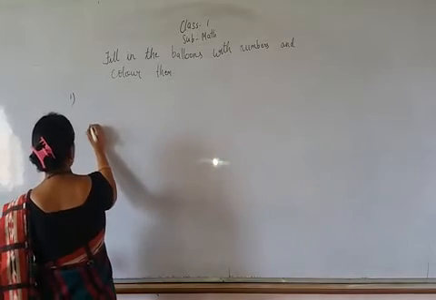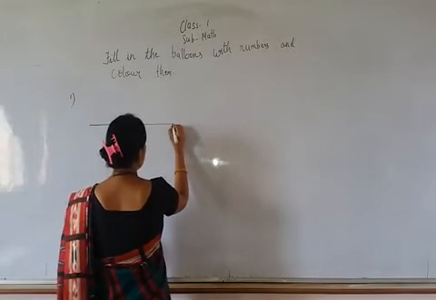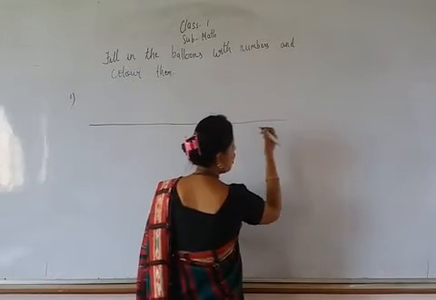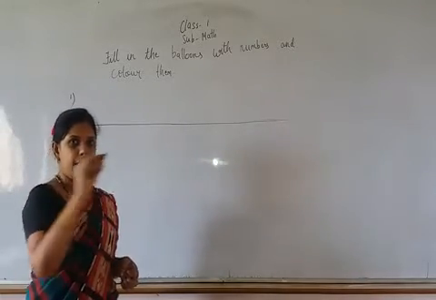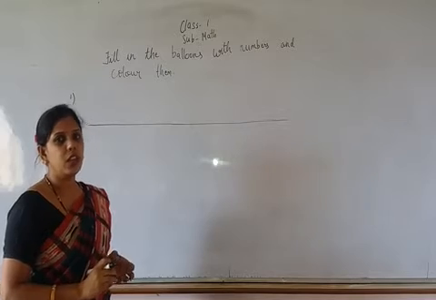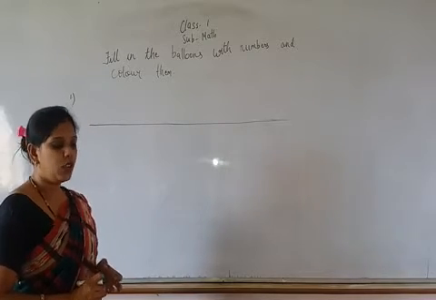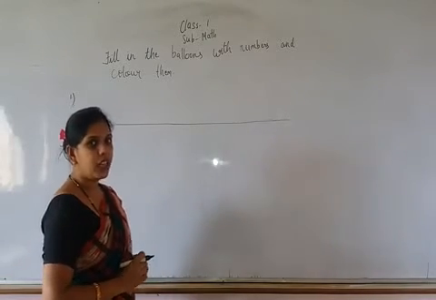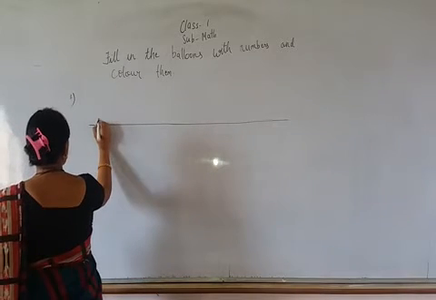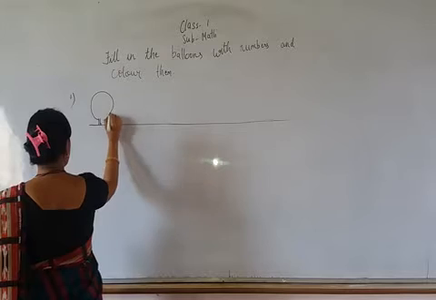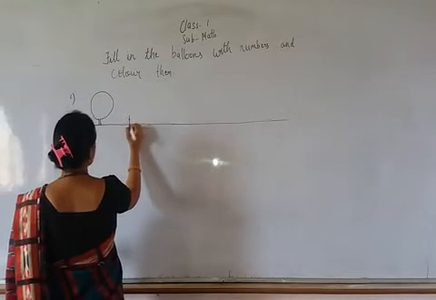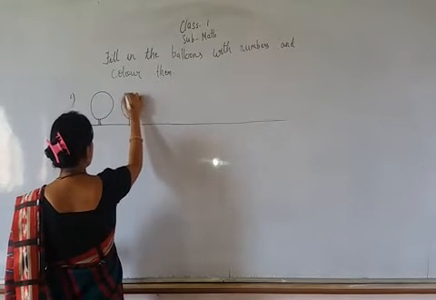So, first you draw one line using a scale. I hope all of you have a scale. So, draw a straight, horizontal line using a scale. And after drawing the line, you make balloons. How many balloons do you have to make? 10 balloons.